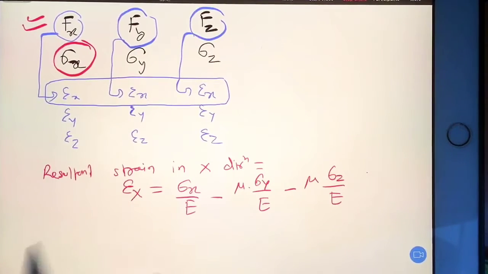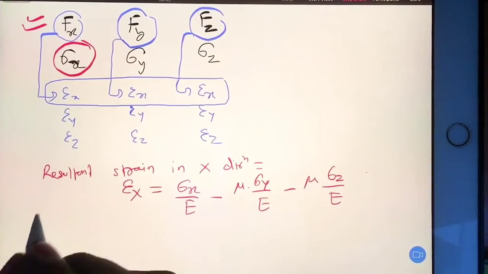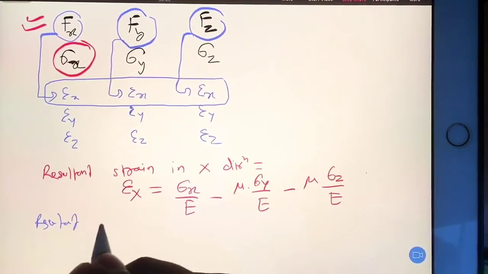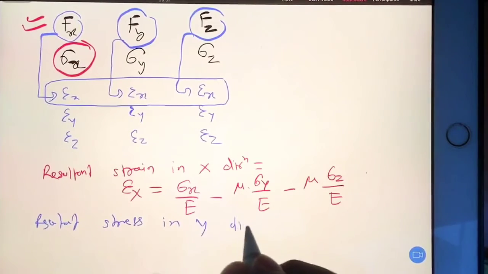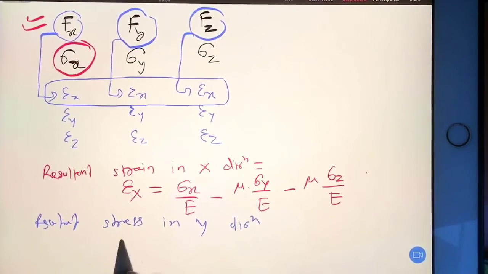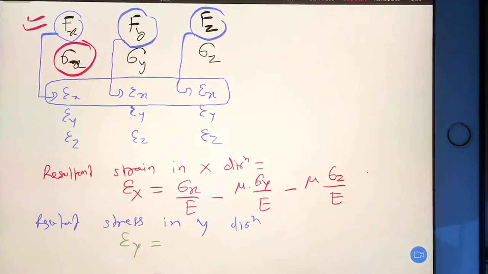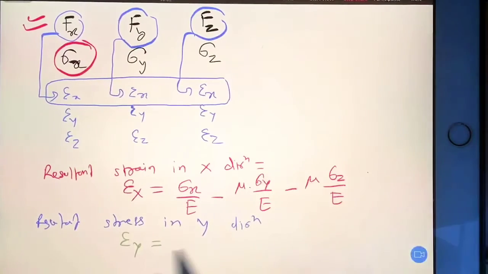Okay, then in same way we can go for the next heading: resultant strain in y direction. Again epsilon y is equal to, okay, see, you can write in this way also. Like first, because I took x direction, so I took x here, so I am taking y direction.